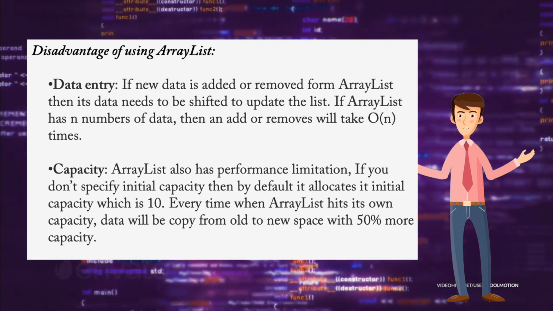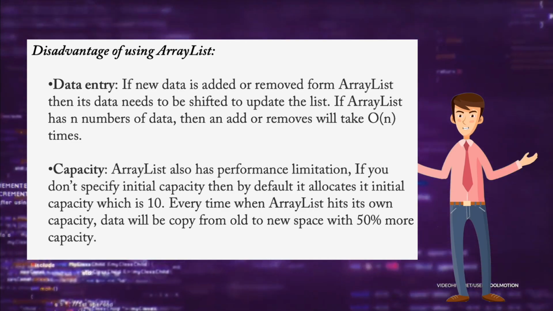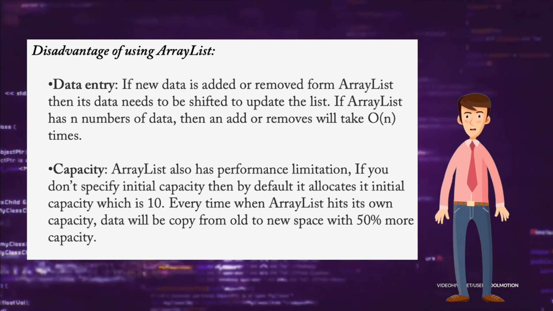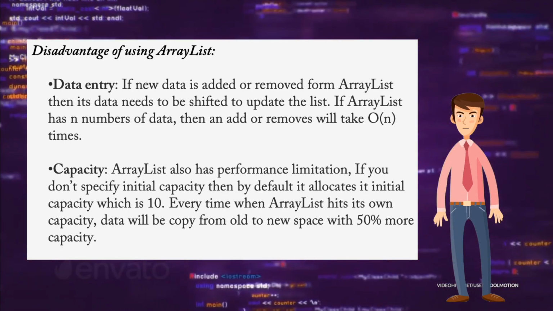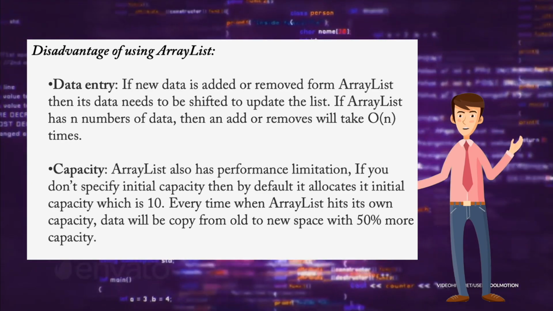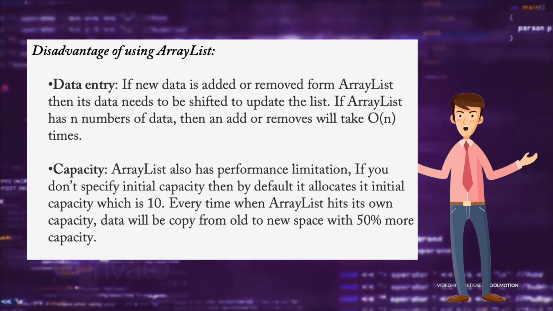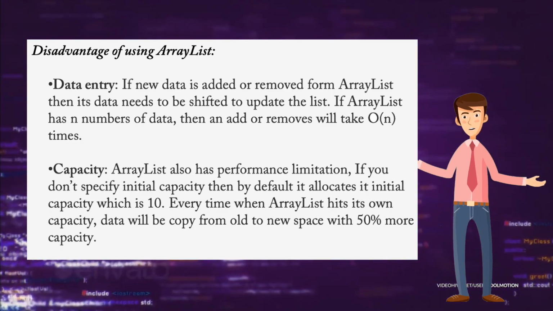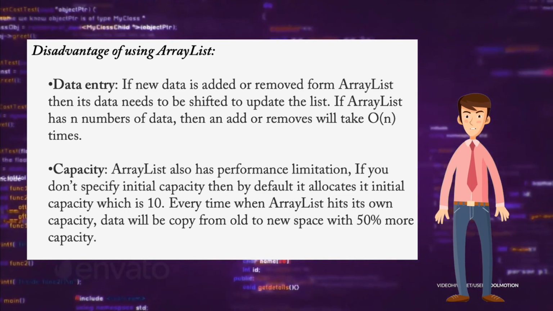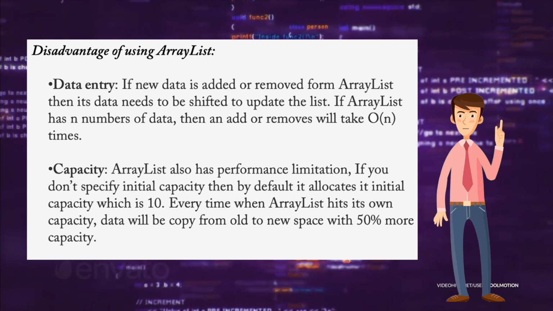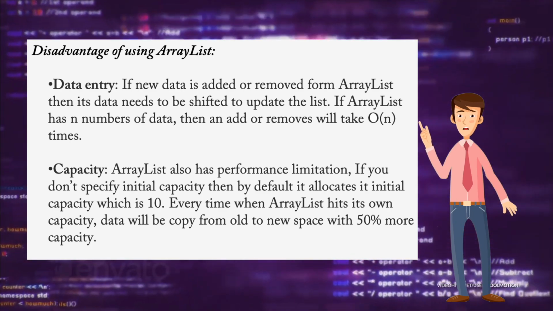Disadvantages of using an ArrayList. Data entry: if new data is added or removed from an ArrayList, then its data needs to be shifted to update the list. If the ArrayList has n pieces of data, then an add or remove will take O(n) time. Capacity: ArrayList also has a performance limitation. If you don't specify an initial capacity, then by default it allocates an initial capacity of 10. Every time the ArrayList hits its capacity, data will be copied from the old to a new space with 50% more capacity.